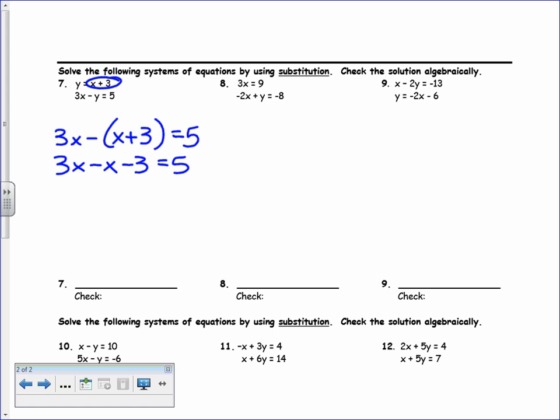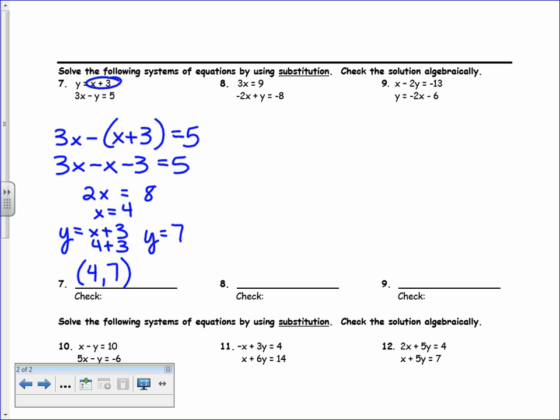Now I can go ahead and solve for my x by saying 2x equals 8. All right, I added 3 to the 5, so I got rid of the 5 and combined my x's. And x equals 4. So now I'm going to go ahead and take that x and substitute it in, and it says y equals x plus 3. So it's going to be 4 plus 3. So y equals 7.